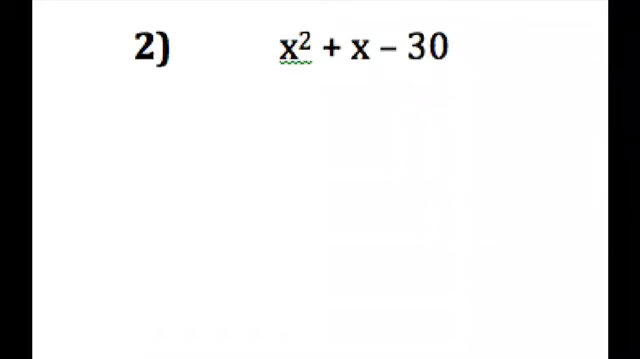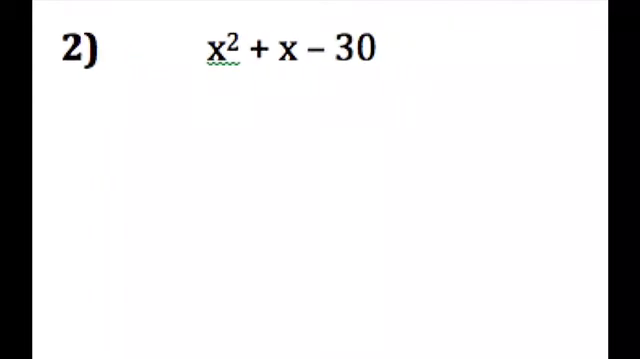Okay, here's number 2. Go ahead and write it down. It's x squared plus x subtract 30. We are looking for, first of all, is there a GCF? No. So we are looking for two numbers that, I'm going to go ahead and draw my X games over here, that when multiplied give me negative 30, and when added give me a positive 1.